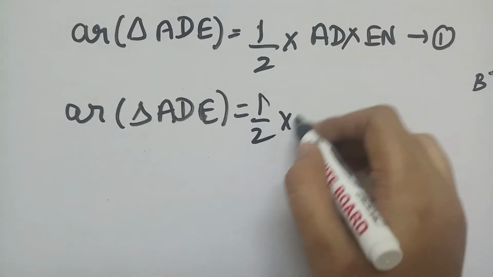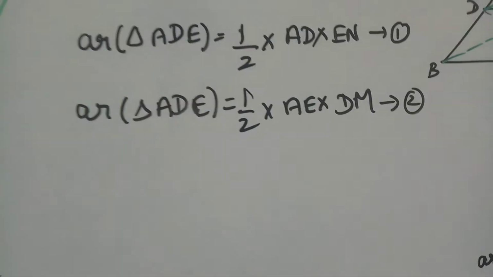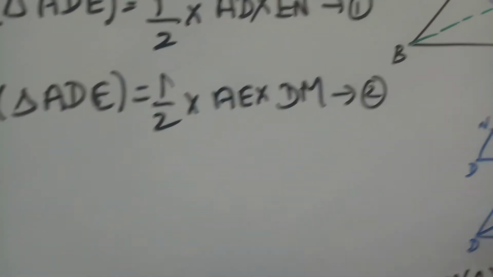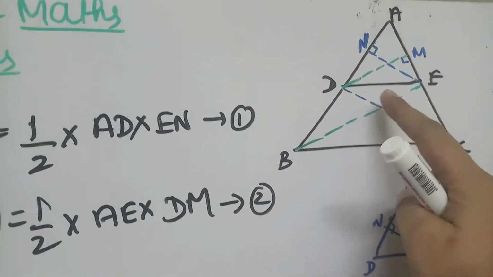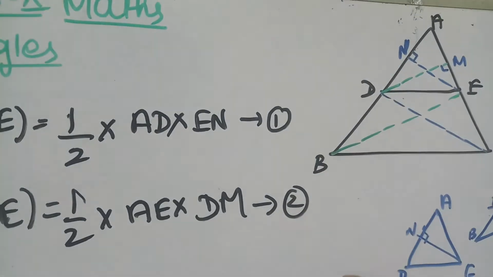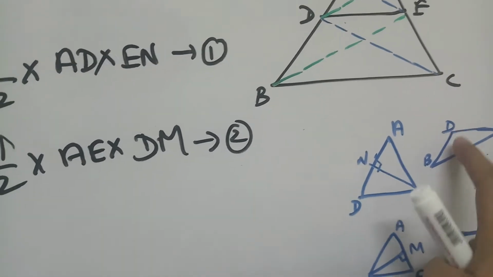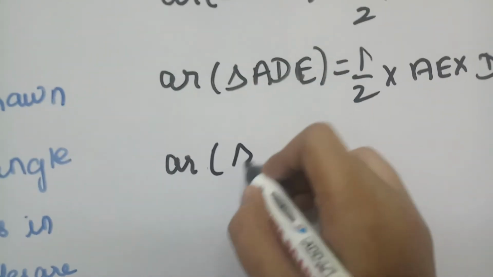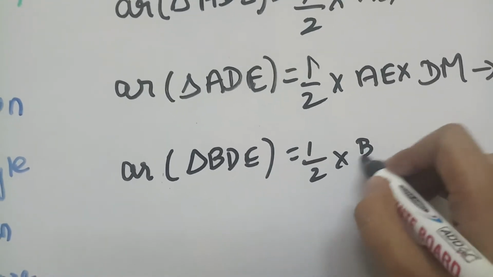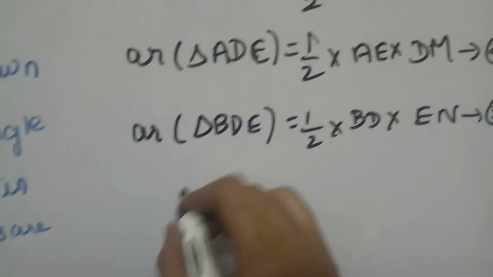So half into AE into DM. This is the second part. That means the second equation. We have two more triangles, BDE, and we have this triangle ADE with the same base. So we are taking the ADE height, that is EN, as the height for triangle BDE, and the base is BD. So area of triangle BDE is equal to half into BD into EN. That is the third equation.